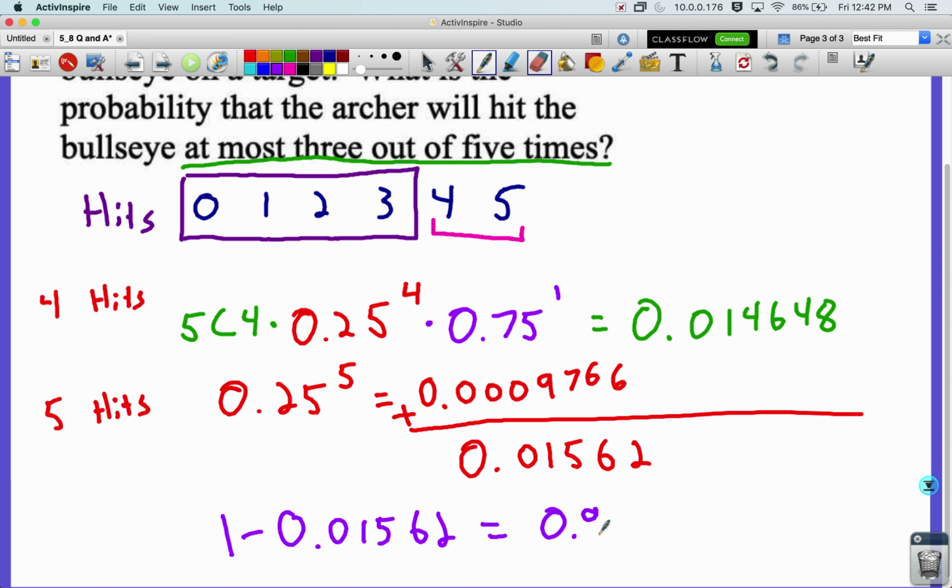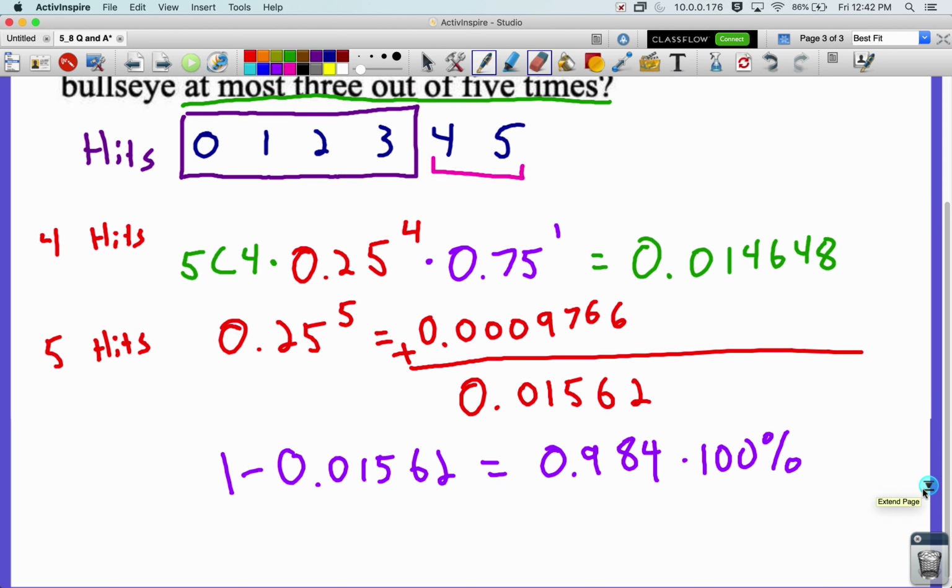We get 0.984. And then I like to turn that into a percentage. So multiply by 100%, just times 100 in your calculator, and we get 98.4%.